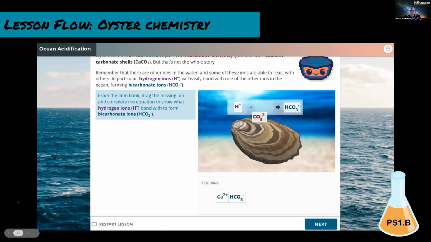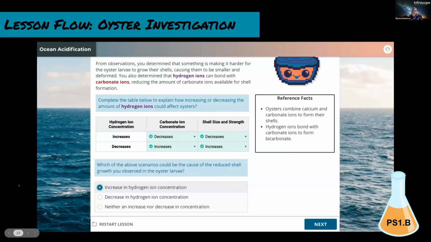After going down these pathways and learning about this material, students put it all together. They complete this oyster investigation and realize that as hydrogen ion concentration rises, the carbonate ion concentration decreases, and this affects shell size. Shell size makes it harder for oysters to make their shells. And so this wraps up part one of the experience, Shell Shocked.